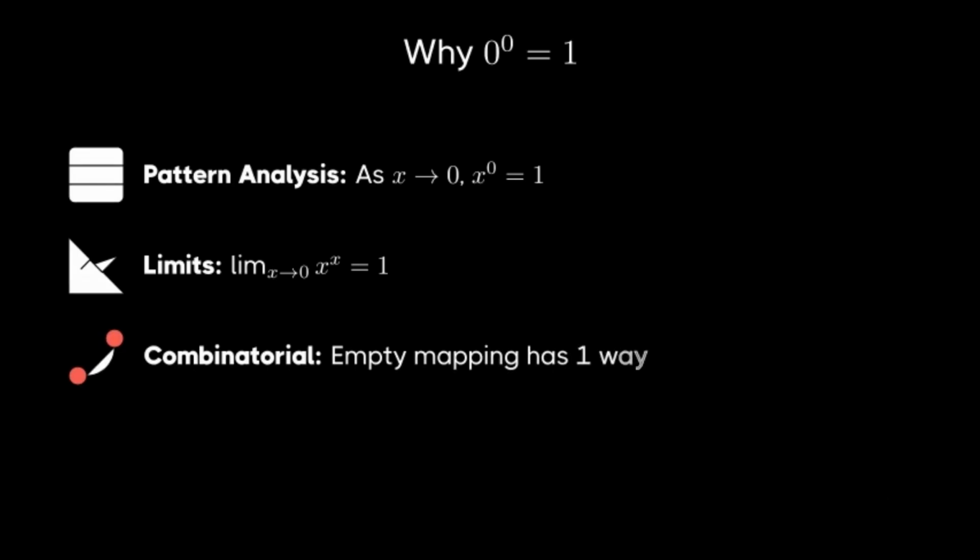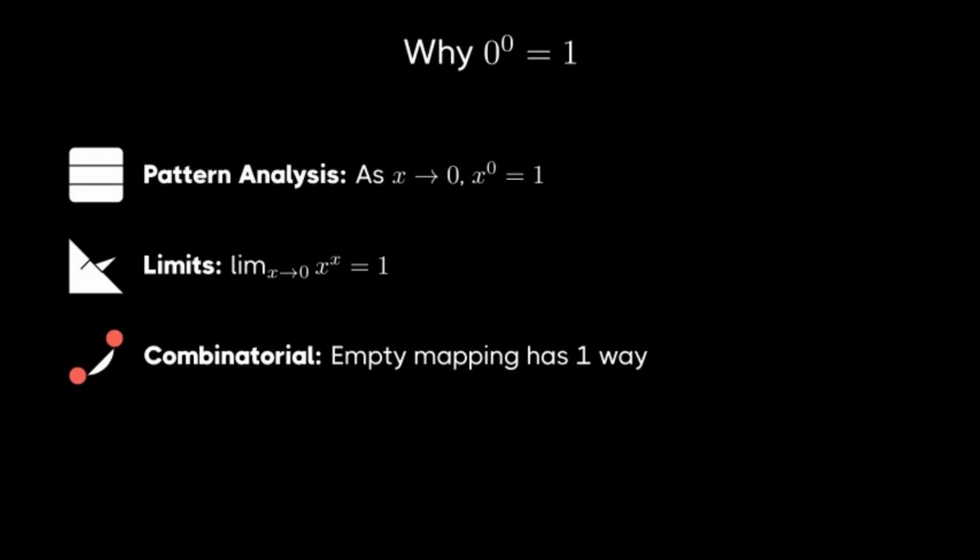From combinatorial mathematics, the expression x to the power of y can represent the number of ways to map a set of y elements to a set of x elements. When both sets are empty, that is, when x and y are both 0, there is exactly one way to map, the empty function. This unique empty mapping is another reason why 0 to the power of 0 equals 1 makes mathematical sense.